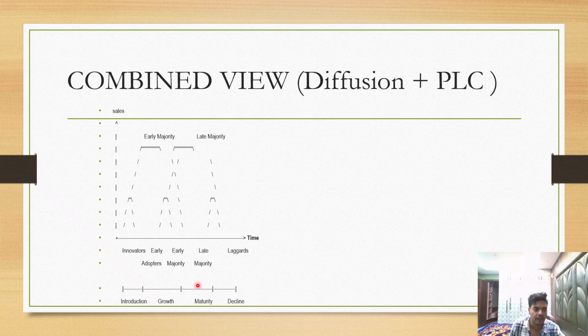And in maturity, the late majority come, almost everyone who wants to adopt that product. And in decline there are laggards, and sales and popularity fall. Lastly, I will conclude this diagram: diffusion of innovation explains who is adopting the product, and PLC, the product life cycle, explains how sales behave over time. Thank you.